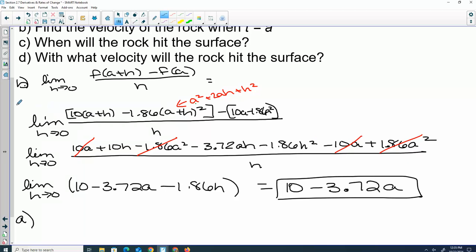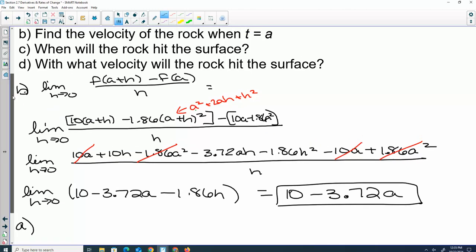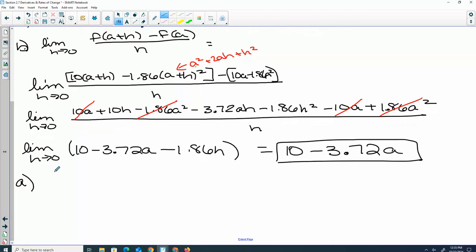We found a formula for velocity. So for part A, the velocity after 1 second, you can just plug in a 1.